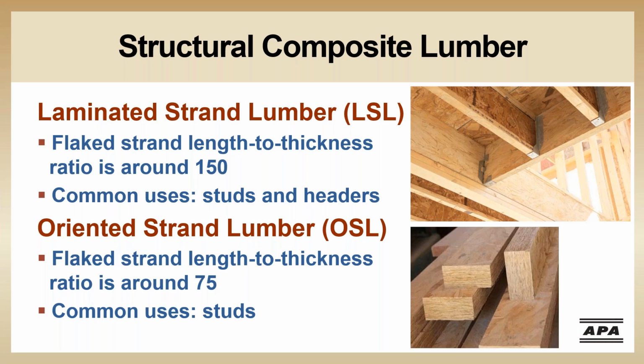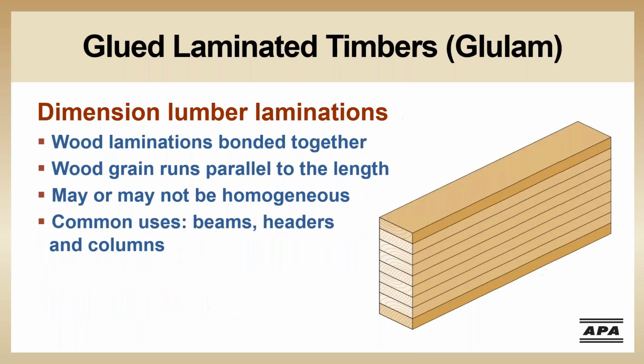LSL and OSL are manufactured in I-joist compatible depths. Their common thicknesses are 1.25 inches, 1.5 inches, 1.75 inches, and 3.5 inches. Their common stiffness values, or modulus of elasticity, are 1.3E and 1.5E. Now you'll note these are not quite as stiff as the laminated veneer lumber that we discussed on the previous slide. As always, check with manufacturers for additional information on structural characteristics and availability.